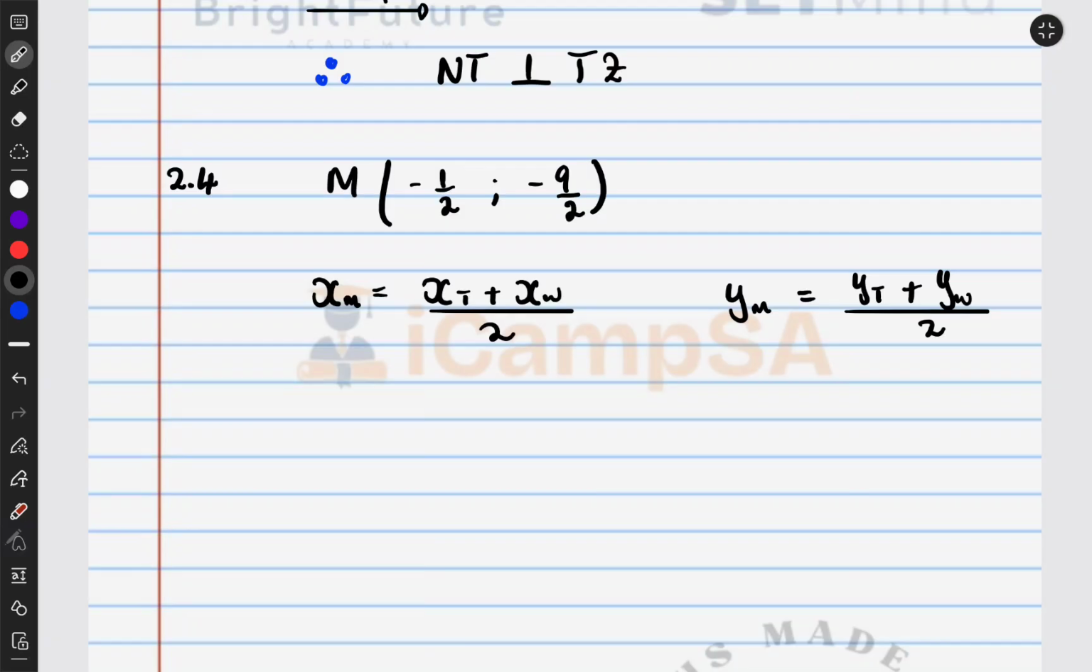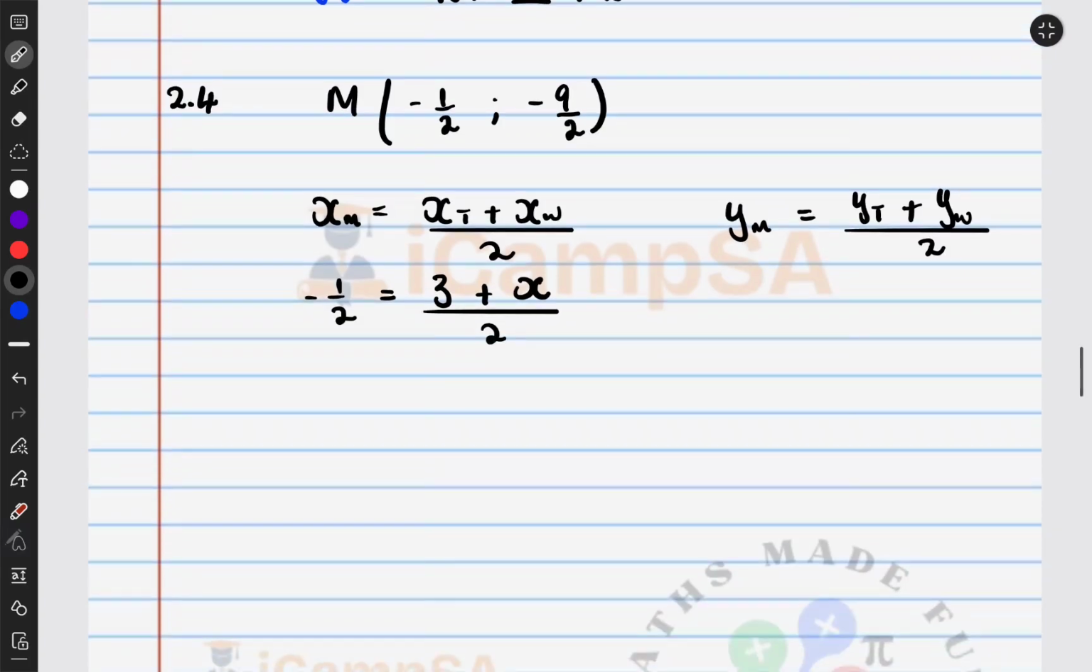Once we are here, we simply substitute the values. So the x of M, -1/2, is equal to the x of T, which is 3, plus the x of W, which is the x that we are looking for, over 2. Let's solve for x.